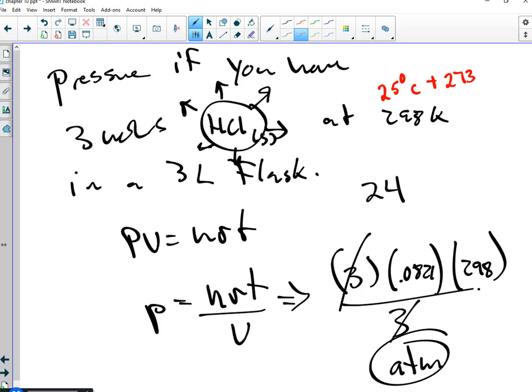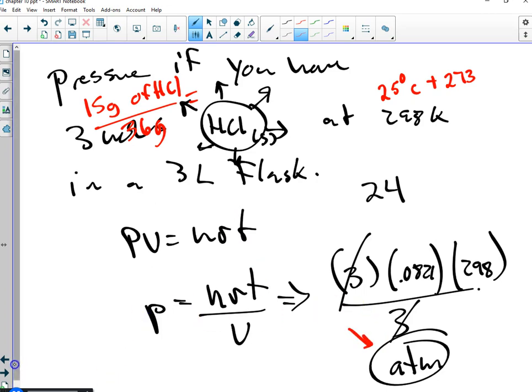Any other way? All right, good. That's the most common. Instead of giving you 3 moles, I could have said you had 15 grams of HCl. And then you would just have to divide that by the molar mass of HCl, and that would tell you your moles. You okay with that? All right, the other way that we typically ruin things is we put the pressure in something else.